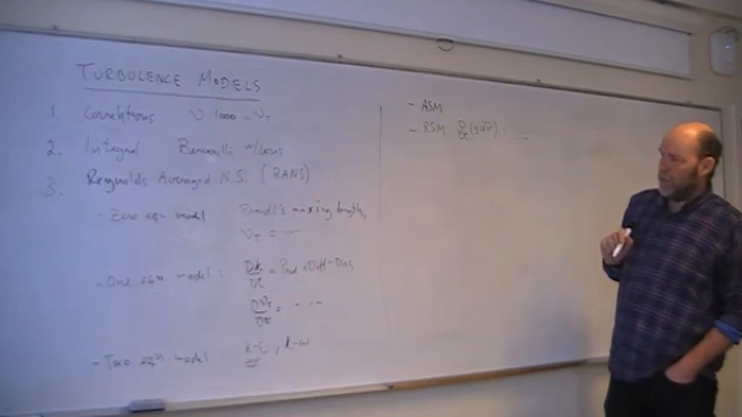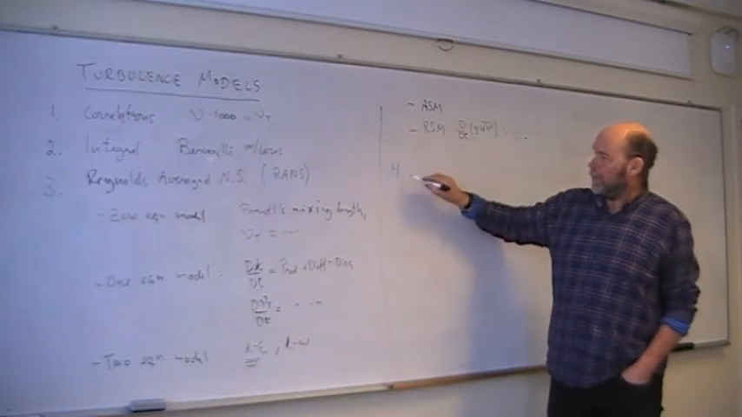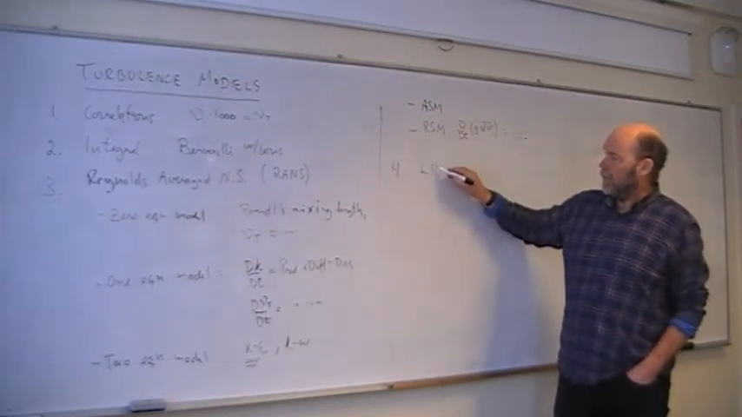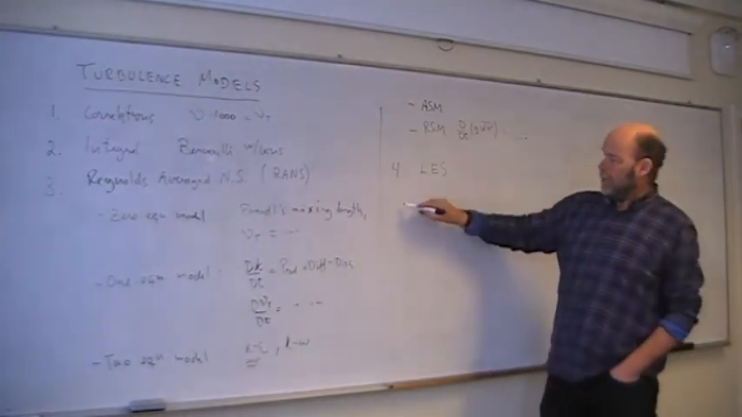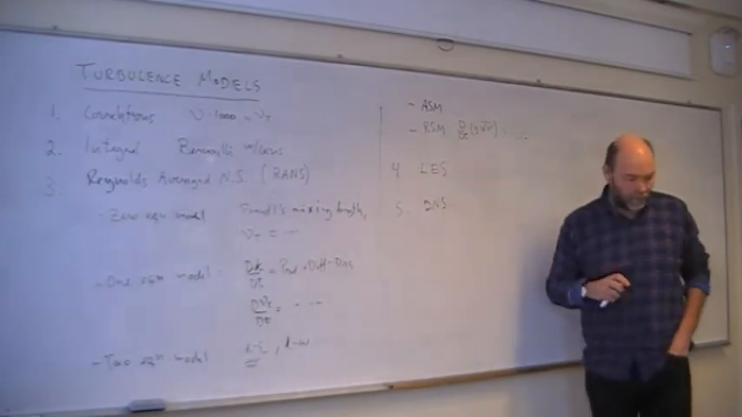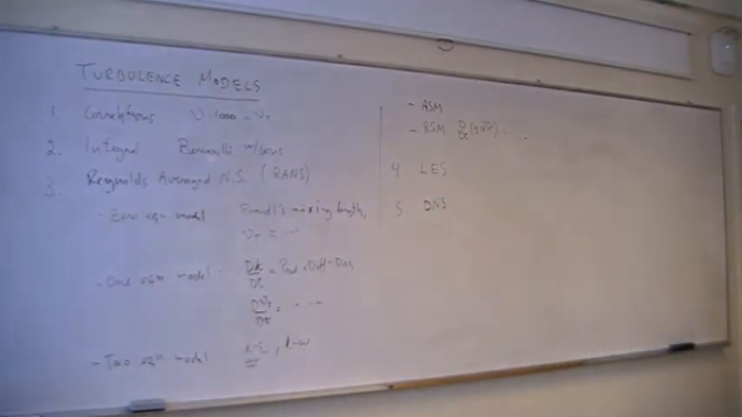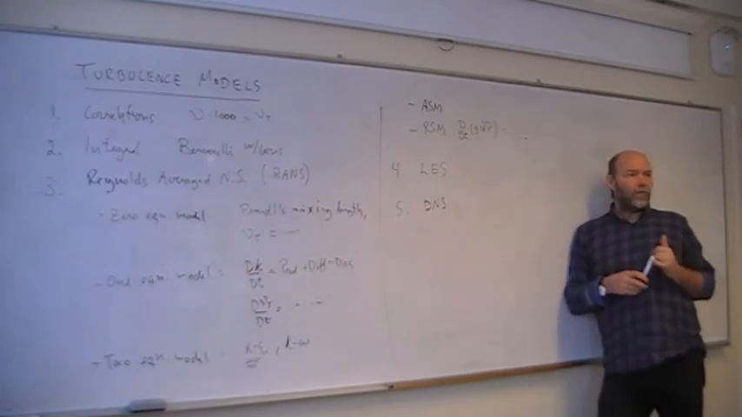And then I would stop within this RANS family and jump to the next level where we have LES, large eddy simulation. And finally, the most advanced, DNS, direct numerical simulation. So this is sort of an overview over different turbulence models. They should be more and more advanced and should cover more and more physics, more and more correct. That's not necessarily entirely true.